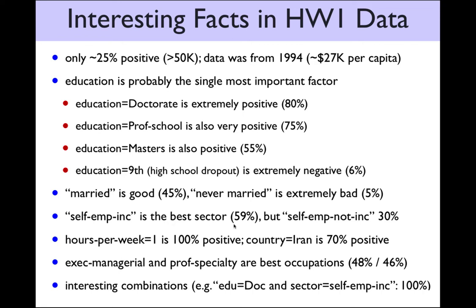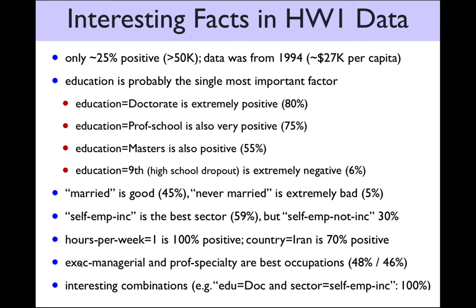In terms of the employment sector, self-employed incorporated is by far the best. It's 59% positive. Because you have a company and that company is actually not a small company, it's incorporated, right? If you have a company but not incorporated, it's only 30%, right? Hours per week equals 1 is actually 100%. Why? Because that person is just sitting on the investment, right? Country equals Iran is actually 70% positive. Iranian Americans mostly working highly paid jobs, right?